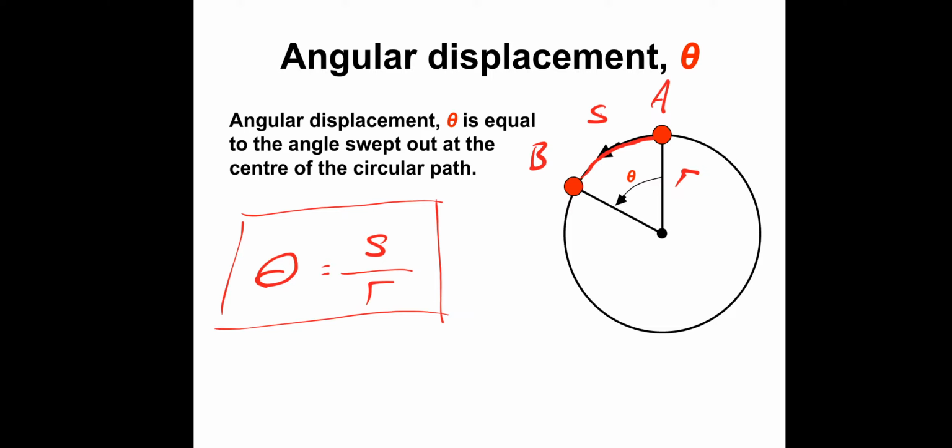If you do maths, you've probably seen this one before. Theta is the angle measured in radians. s is the arc length measured in meters. r is the radius measured in meters. And on the next slide, I'm going to use this equation to show you where the terminology for the radian comes from. So let's have a look at that.